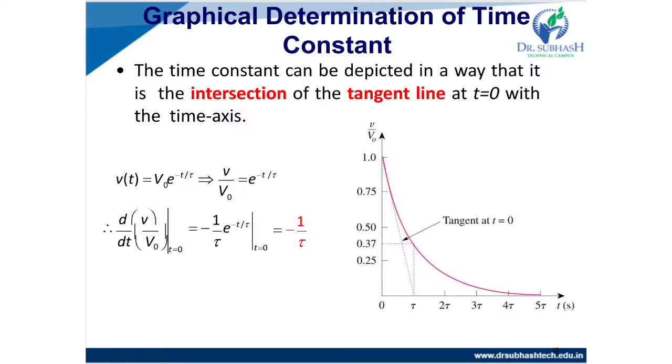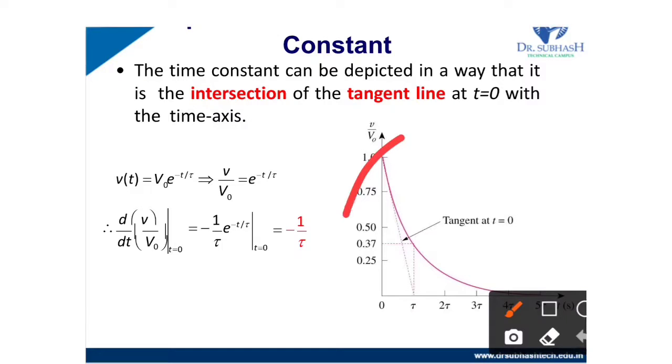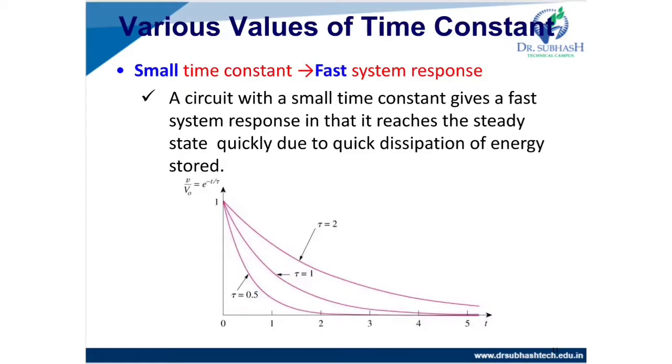This graph is different, so we can find whether it is very fast or very slow. So we can comment on the various values of time constant. If the time constant is small, the faster the system responds. A circuit with a small time constant gives a fast system response in that it reaches the steady state quickly due to the quick dissipation of energy stored.